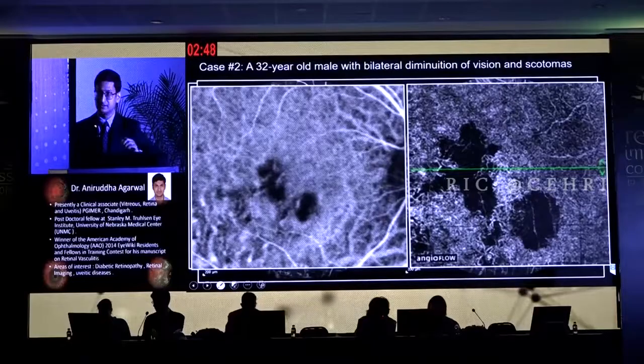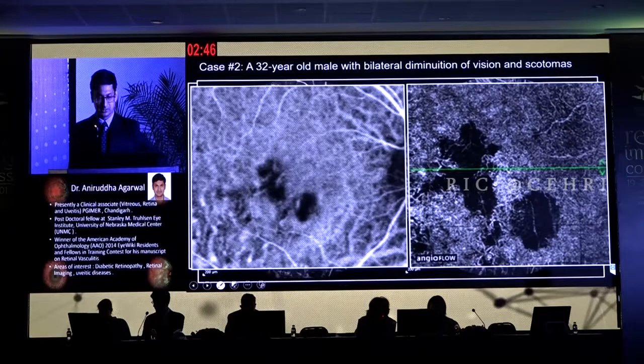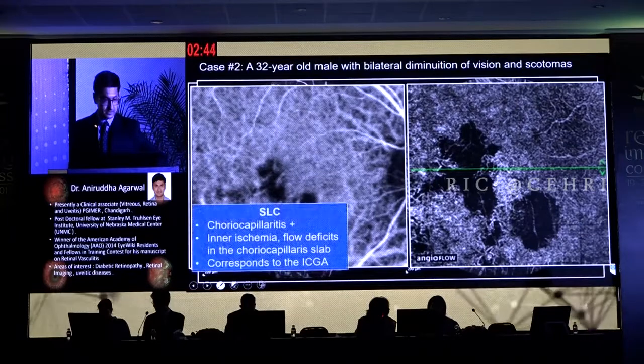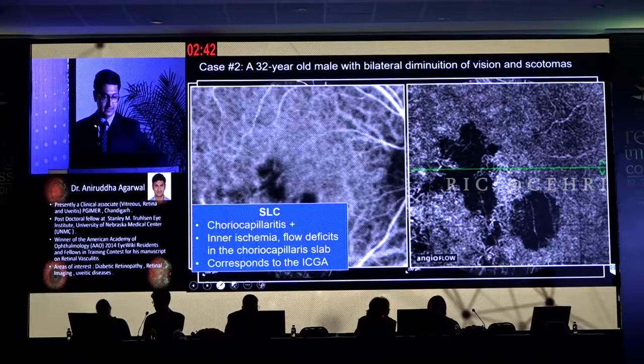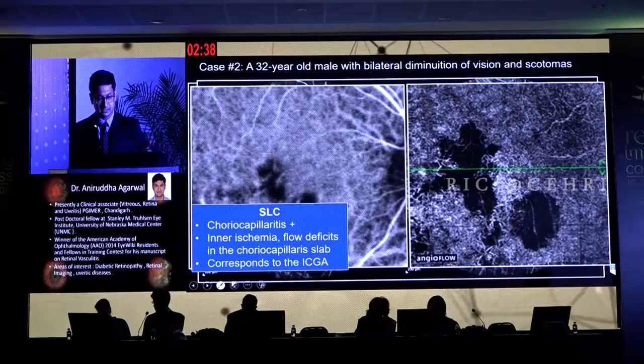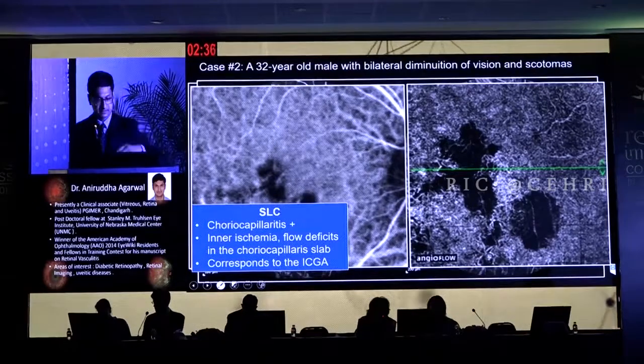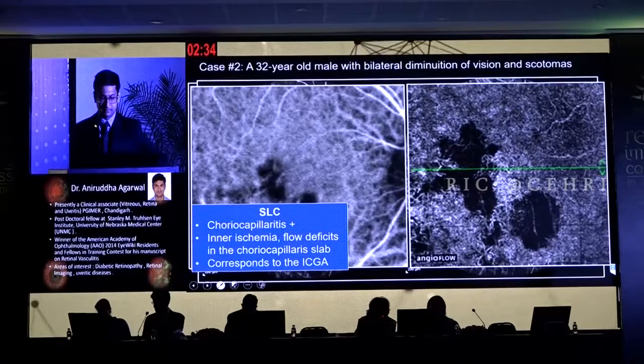So if you look at the OCT angiography, you can see exact co-localization of the ischemic area that you see on the ICG with the OCT angiography, and this is very useful as a baseline evaluation of these patients. So in patients with SLC, you see this inner ischemia, and if you have the accompanying structural en face OCT, you can see that this is not a signal loss really, because it exactly corresponds to your ICG as well.